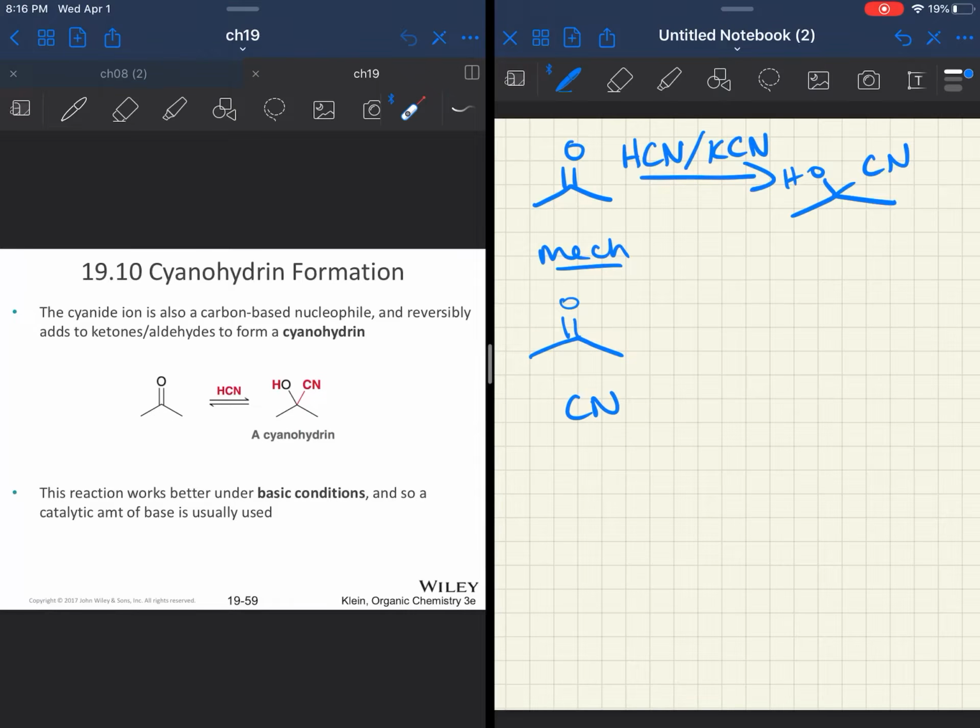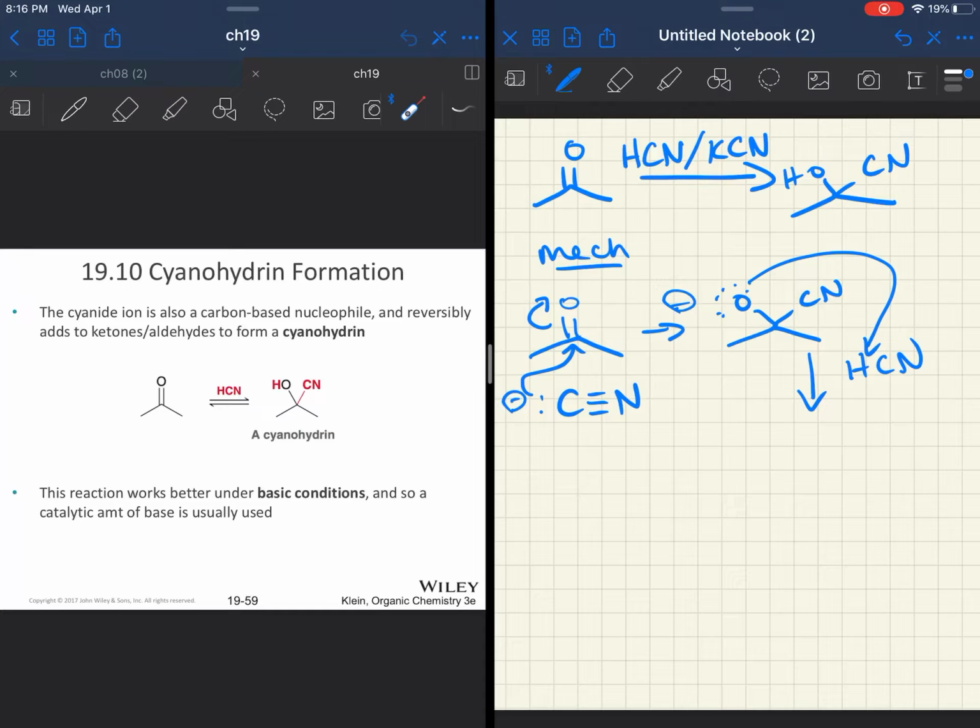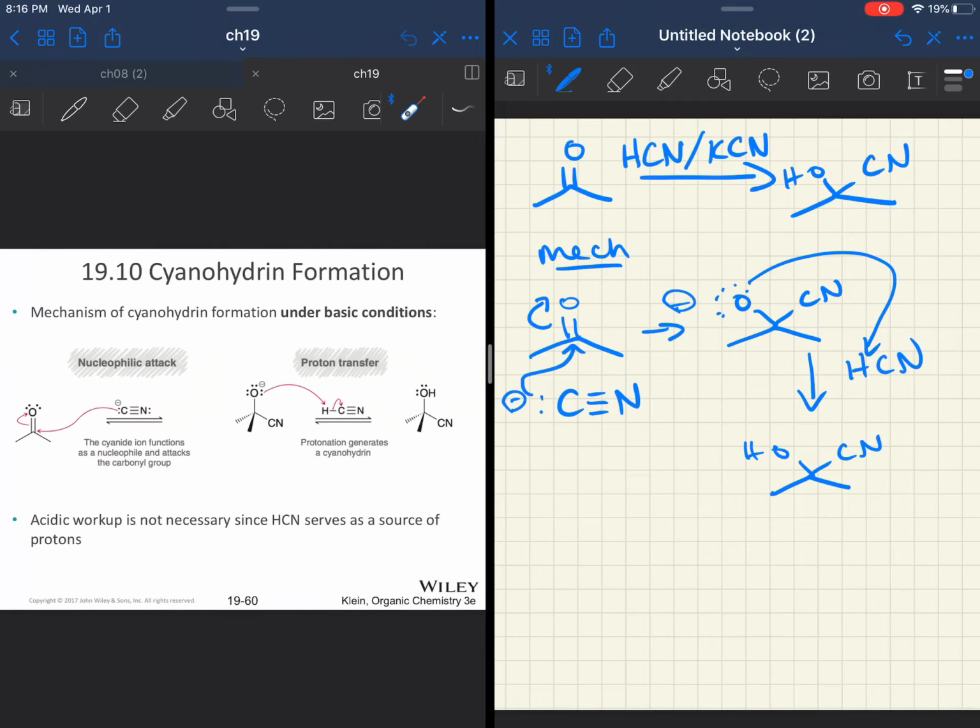Your mechanism is very straightforward. The nitrile is a very strong nucleophile. And sometimes you'll see just CN, or you'll actually see the triple bond. You need to recognize that CN minus has a triple bond. You're going to have that nucleophilic attack and form your tetrahedral intermediate. And then because we have HCN, because we have an acid around, even if it's in a small quantity, that is going to provide our proton that will give us our neutral cyanohydrin product.